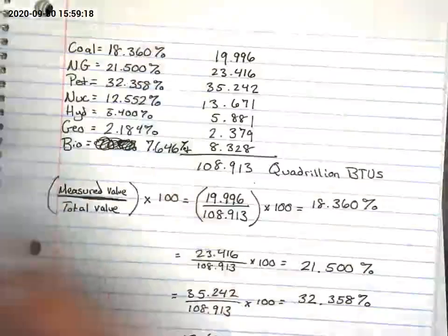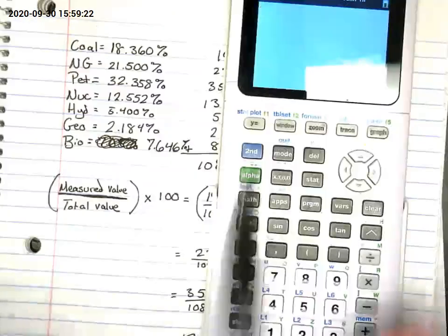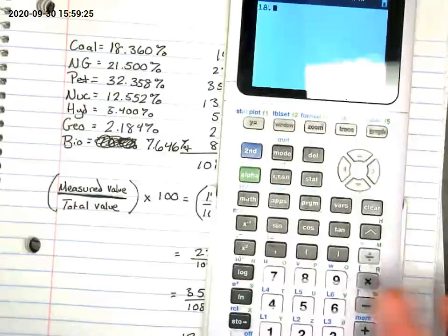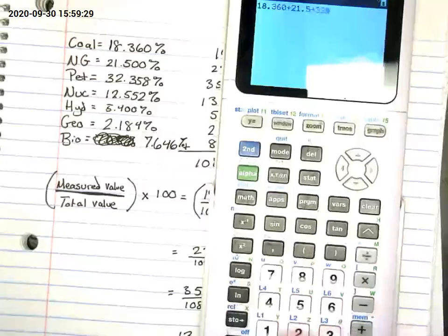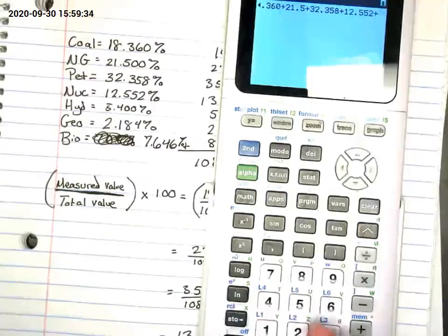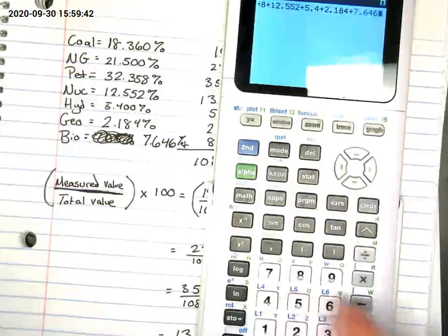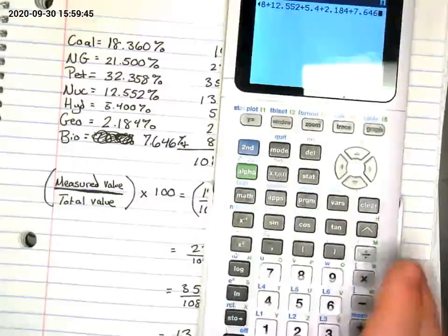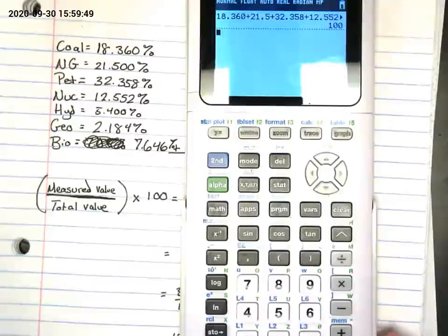All right, so let's add them together, because when we add these together, this should equal 100. Okay, 18.360 plus 21.5 plus 32.358 plus 12.552 plus 5.4 plus 2.184 plus 7.646. Now, it's probably going to be over 100 just because we rounded up, but let's see what we get. Oh, we get perfectly 100.